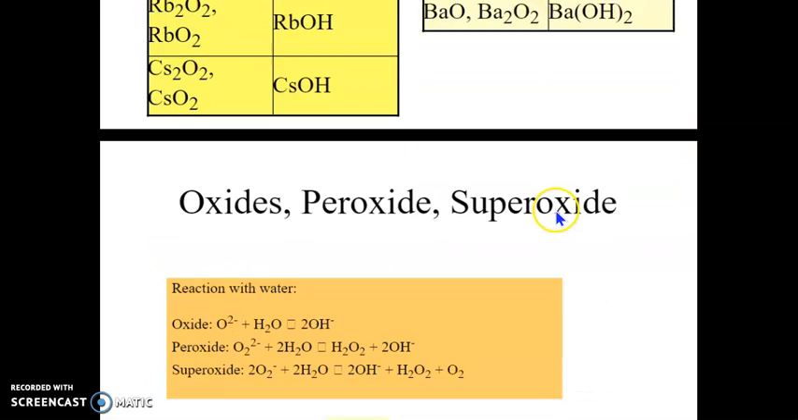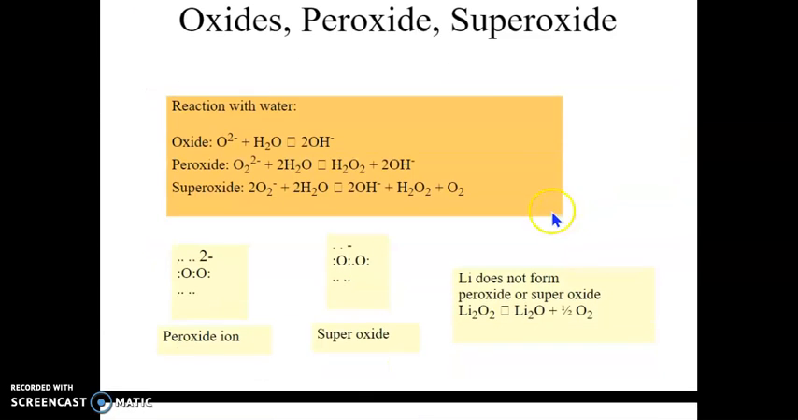Now the next are the reactions of oxide, peroxide and superoxide with water. These are the general reactions. For example, oxide, O2 minus, plus H2O gives hydroxide. Peroxide plus water gives hydrogen peroxide plus hydroxide. Superoxide, twice O2 minus, plus twice H2O, gives twice hydroxide plus hydrogen peroxide plus oxygen. Peroxide ion means O2 2 minus.